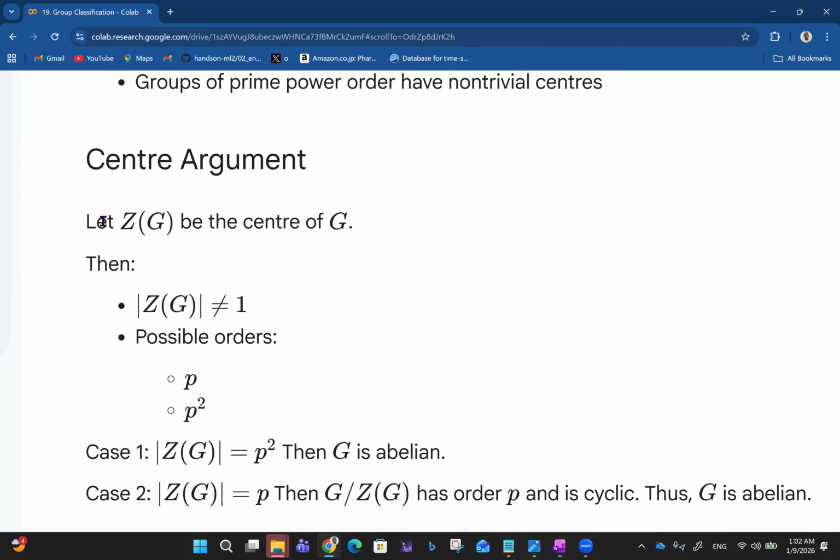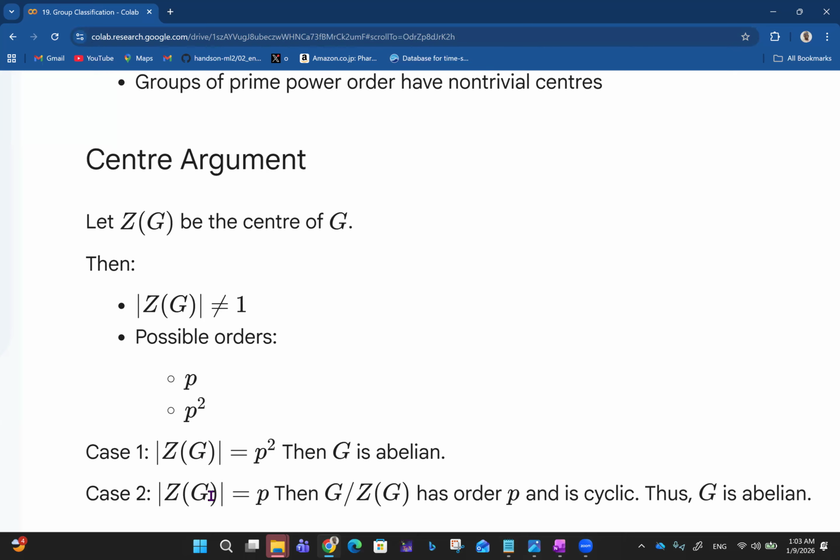So for the center argument, let Z(G) be the center of the group G. Then we say that the order of the center is not equal to 1. The possible orders can then be p or p squared. So for case 1, if the order of the center of G is p squared, then G is abelian.